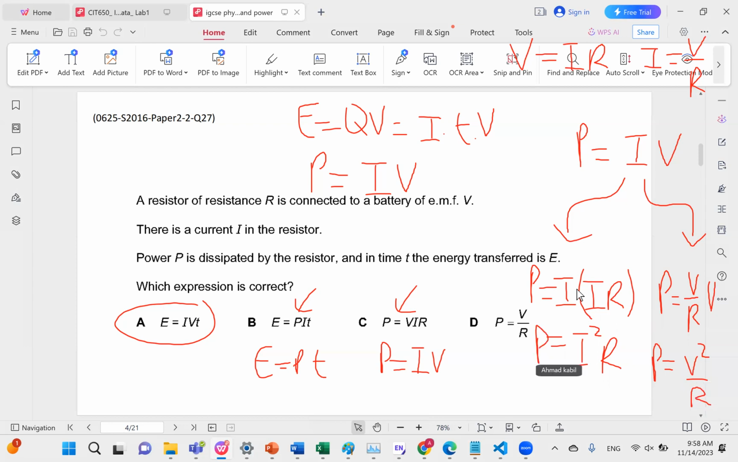So we have two other expressions for power, which we can derive from the original equation. So P equals V over R, again, would be incorrect because it's supposed to be V squared over R. Therefore, the correct choice here would be choice A.